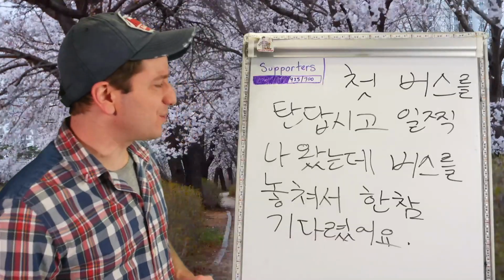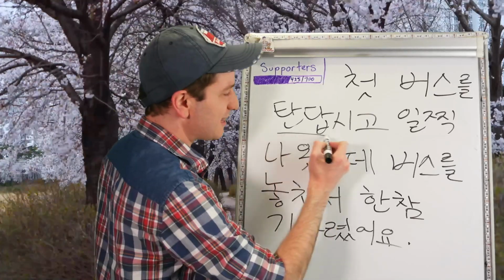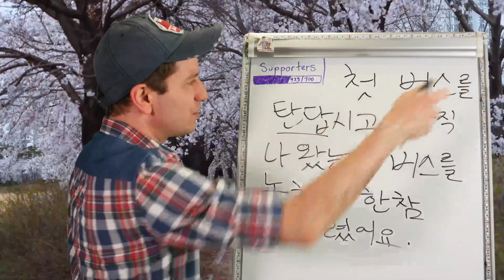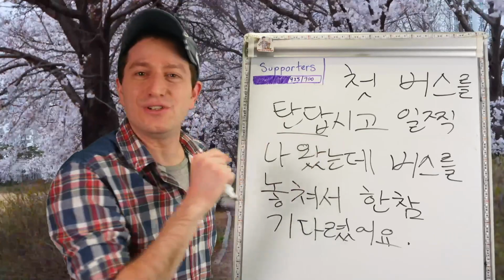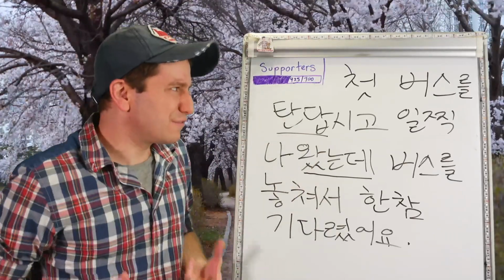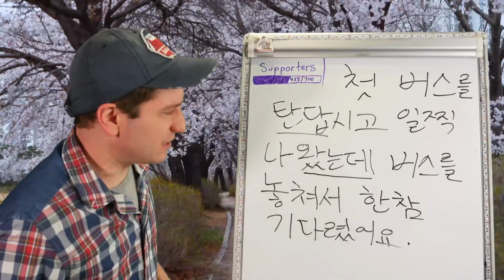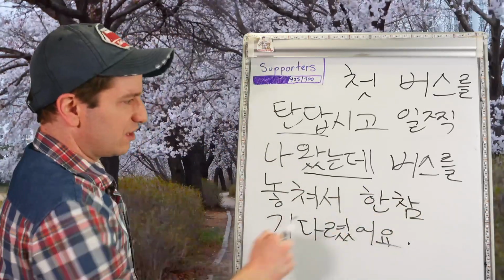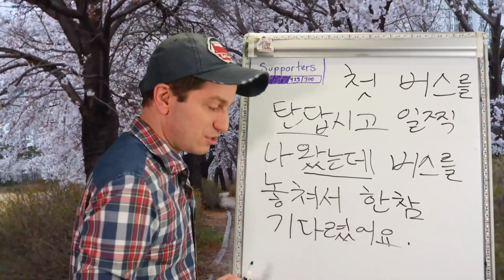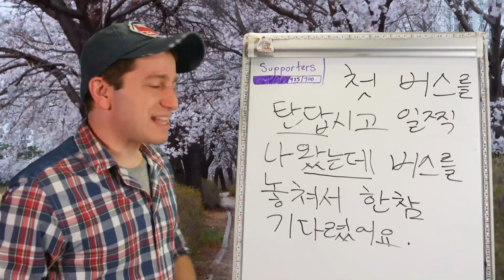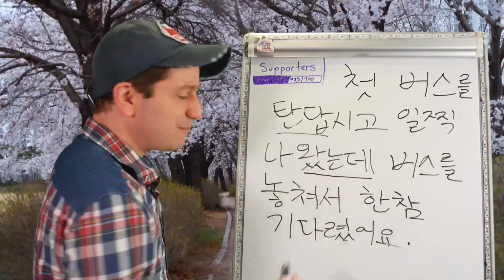첫 버스를 탄답시고 일찍 나왔는데. So here we have the first part of the sentence. Notice that it's 타다, to get on, to ride. So 첫 버스를 탄답시고. So I'm trying to get on the first bus. So what did I do trying to get on the first bus? So trying to get the first bus, 첫 버스를 타려고. You can think of it like that. 타려고 일찍 나왔는데 버스를 놓쳐서 I missed the bus, and because of that, 한참, for a long time, 한참 기다렸어요. So I had to wait a really long time because I missed it.